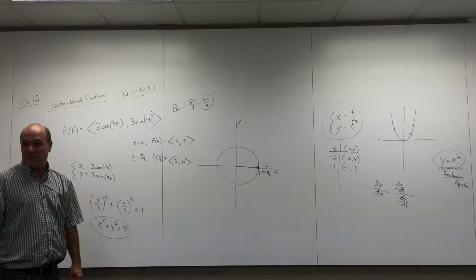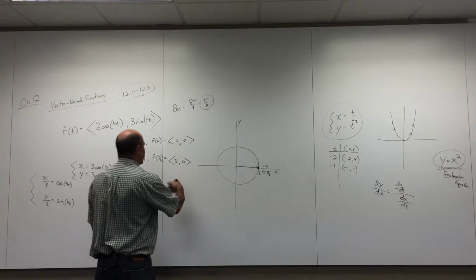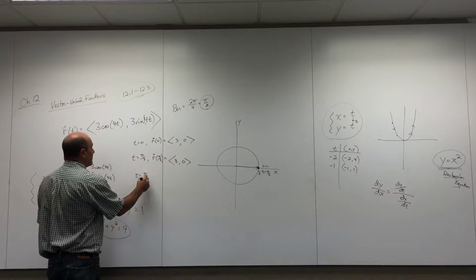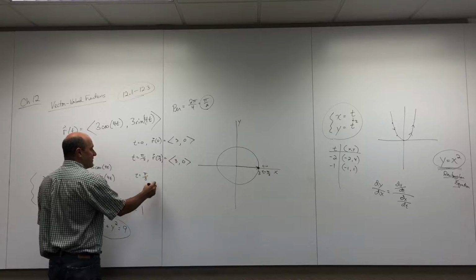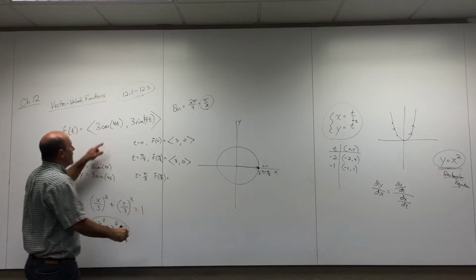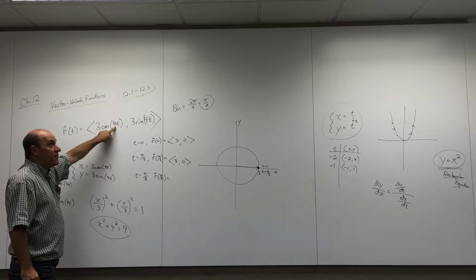Anyway, I better plot something in between. I don't know, pi over 8. Let me try pi over 8. What happens with pi over 8? R of pi over 8. All right, I'm plotting that. That's pi over 8 times 4, which is 4 pi over 8.